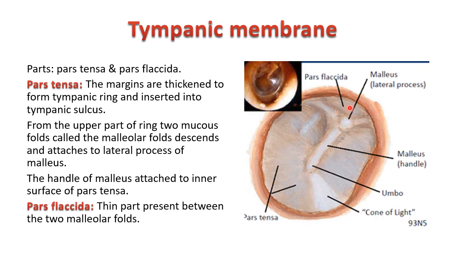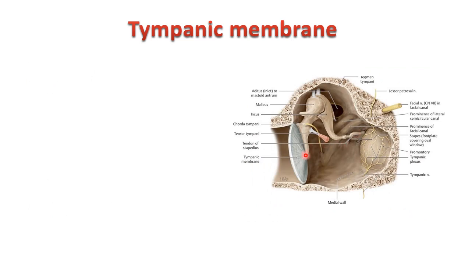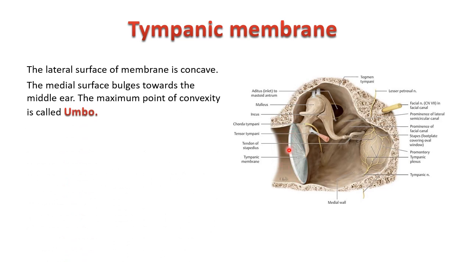The pars flaccida, or the lax part, is present between the two malleolar folds. The remaining part is called the pars tensa. So that is the umbo, where the handle of malleus is attached, which produces the maximum convexity. So it is convex medially, whereas it is concave laterally. Okay, so it is concave laterally and convex medially because of the pull of the handle of malleus.